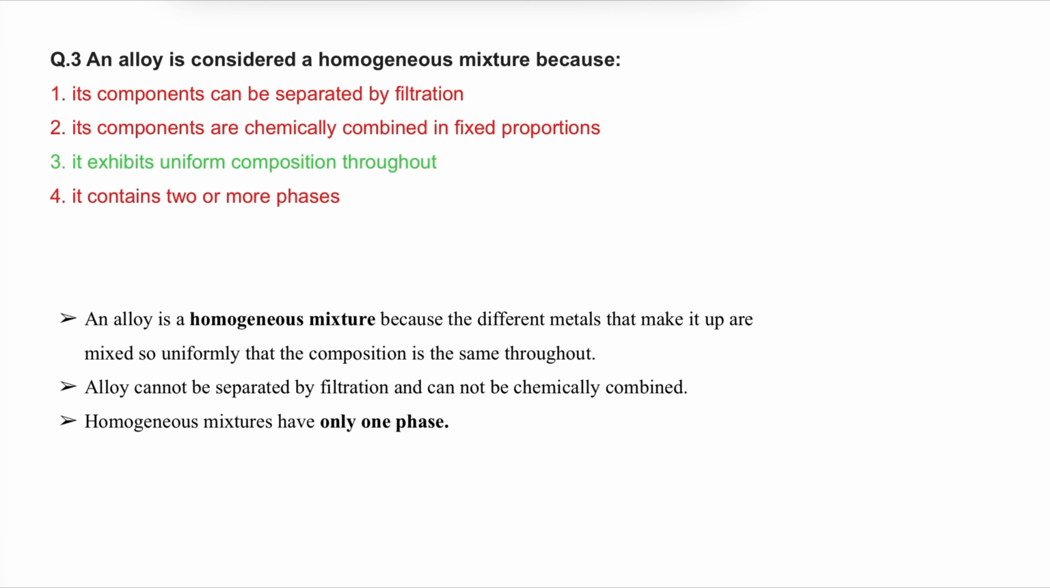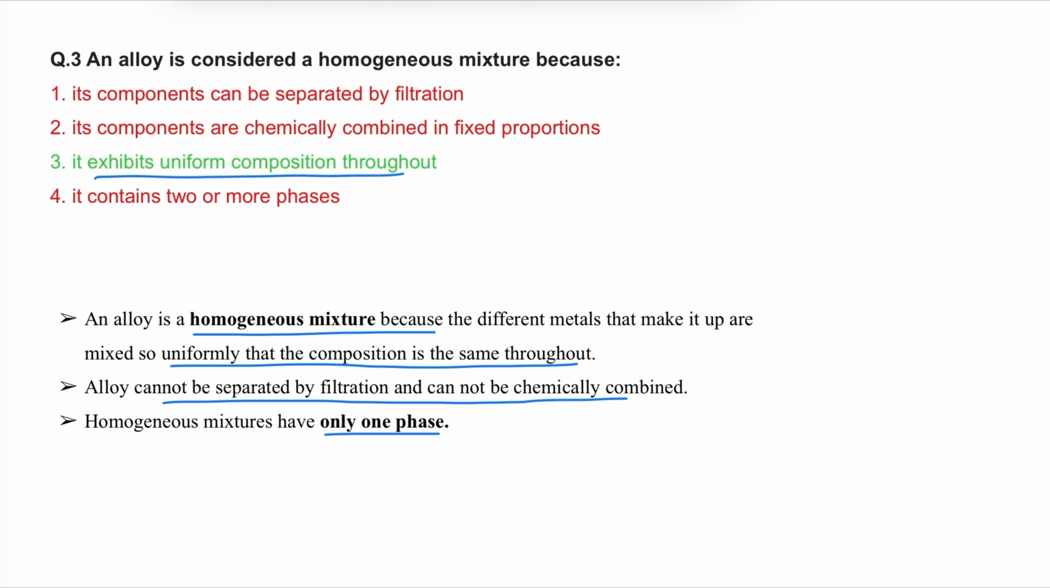Question number 3. An alloy is considered a homogeneous mixture because the different metals that make it up are mixed so uniformly that the composition is the same throughout the alloy. An alloy cannot be separated by filtration and cannot be chemically combined. Homogeneous mixtures have only one phase. Here the correct answer is, an alloy exhibits uniform composition throughout.